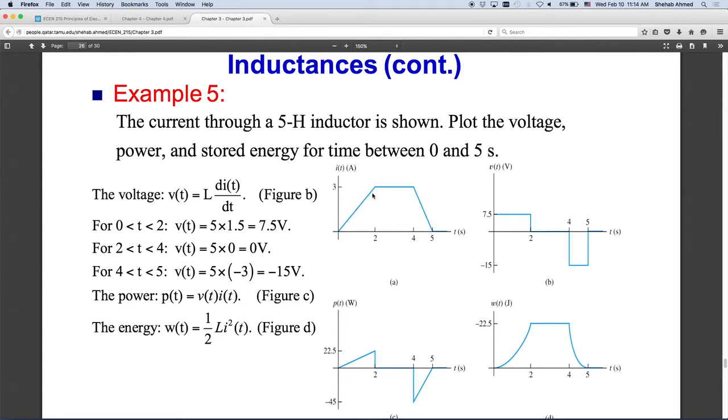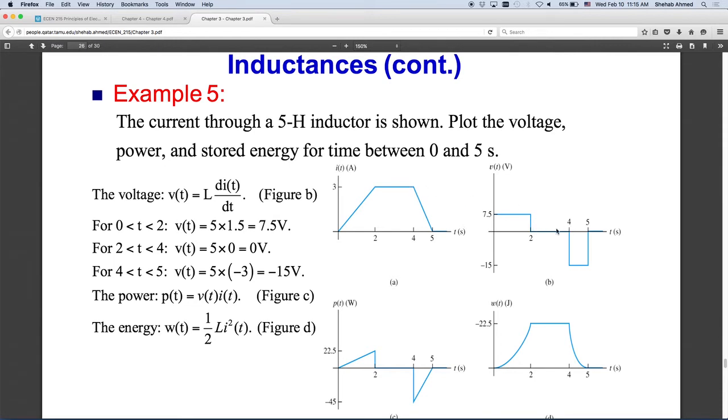So anytime there's no change, the derivative is zero. Then here, it's the slope of this line. The differentiation is basically the slope of the line. So delta y is 3 and delta x is 2, so 3 over 2 is 1.5, and then L is 5 Henry, so it's 5 times 1.5, which is equal to 7.5 volts. So 7.5 volts, and then it's 0 because the current is not changing.